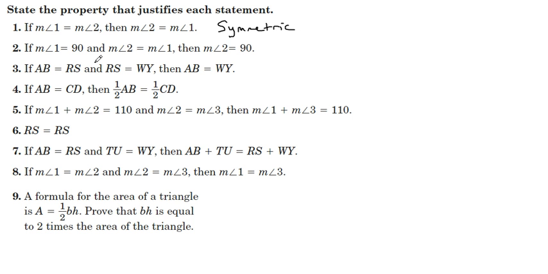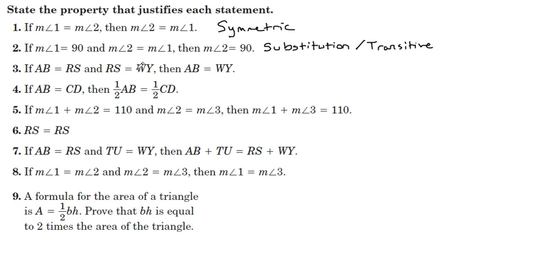Number 2, if the measure of angle 1 is 90 and the measure of angle 2 is equal to the measure of angle 1, and the measure of angle 2 equals 90. We are applying substitution there. But you could make the argument that it is the transitive property too, because one piece of information is being transferred to the other by way of the measure of angle 2 equaling to the measure of angle 1.